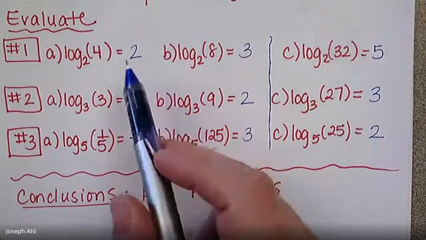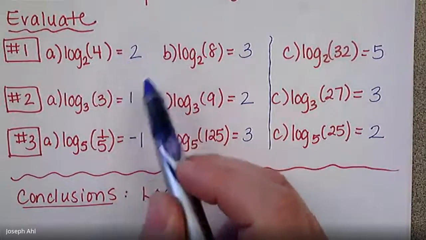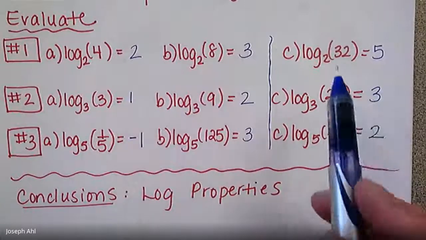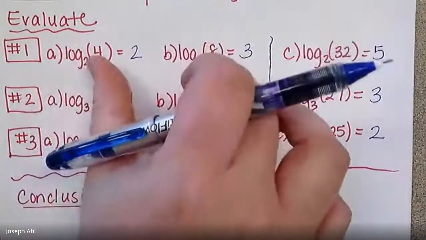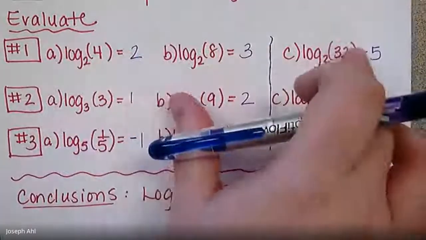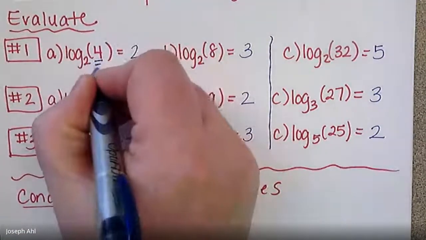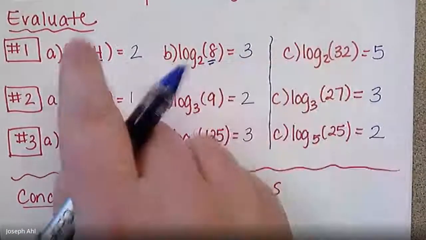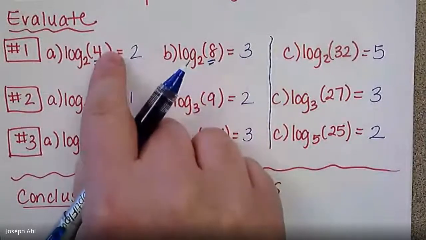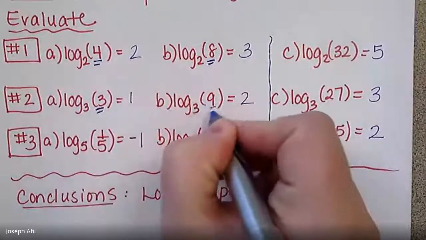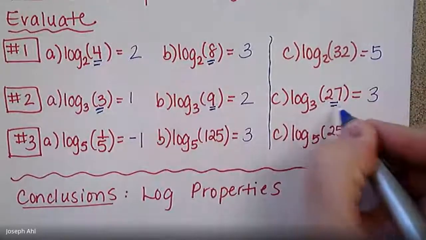Maybe we're seeing the connection that if I take the answers 2 and 3, those add up to 5. And 1 and 2 add up to 3. So there's some sort of connection between these two and the sum of those answers equaling the value on the other side. Now I want you to take a look at what's going on inside the log. So look at those numbers 4 and 8. Here's 4, here's 8, here's 32. Here's 3, here's 9, here's 27.